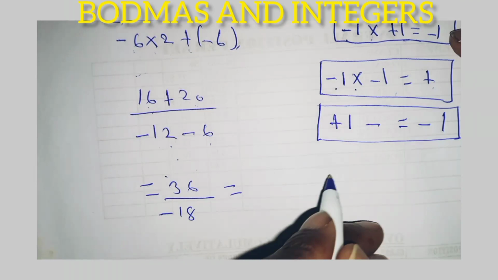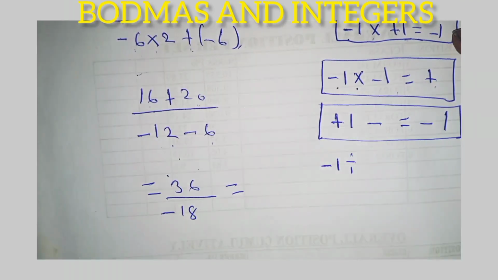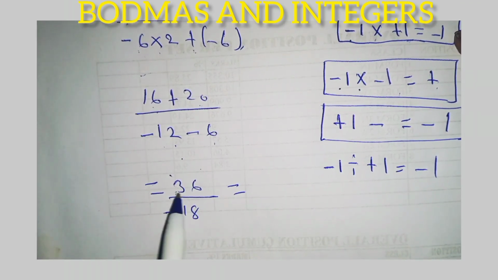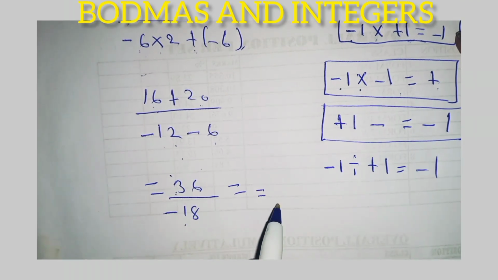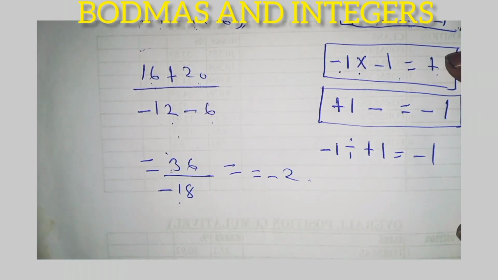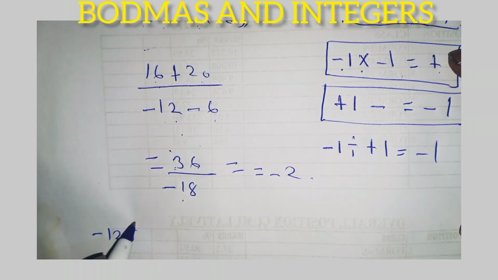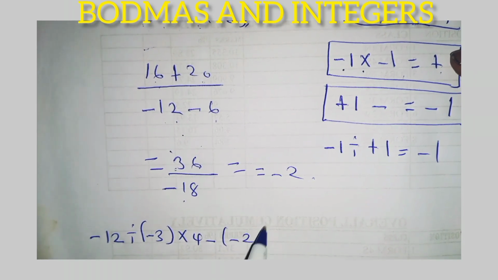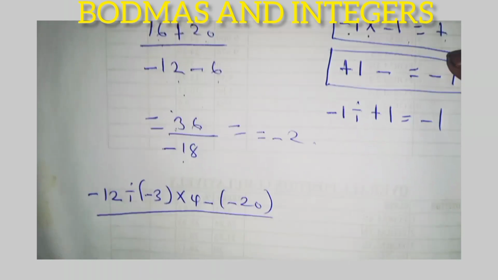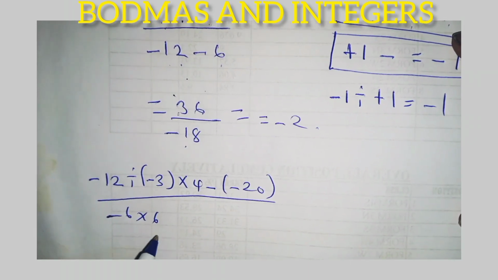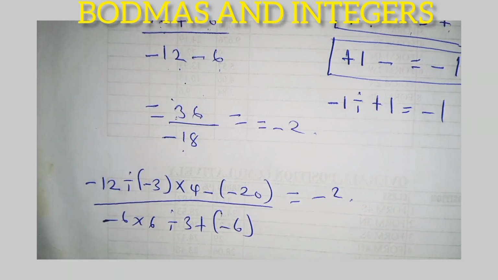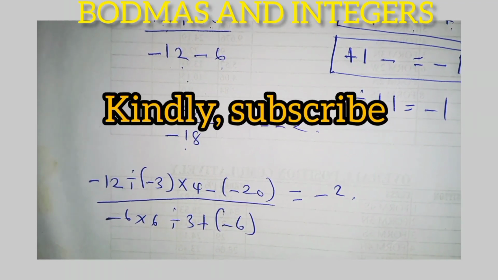Now, when you have a negative, let's say negative 1 divided by positive 1, the result will be negative 1. So 36 divided by negative 18, the result will be negative 2. So when you have negative 12 divided by bracket 3 multiplied by 4 minus bracket negative 20 divided by negative 6 times 6 divided by 3 plus bracket negative 6, the result is negative 2, combining the BODMAS and the laws of indices.